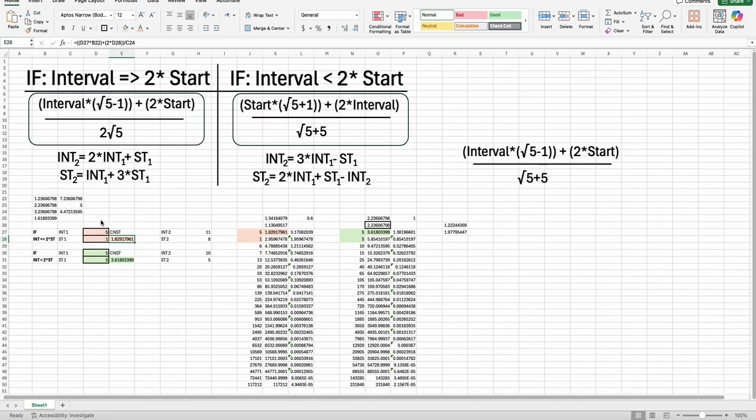So it's your interval, which is 5, times this value, which is the square root of 5 minus 1, which is right here, plus 2 times whatever your start is, which is 1 right here, divided by 2 times the square root of 5, which gives you this constant right here. And when you plug this constant in right here and multiply it times the square root of 5, you see how it's going to harmonize. It's going to become this sequence.